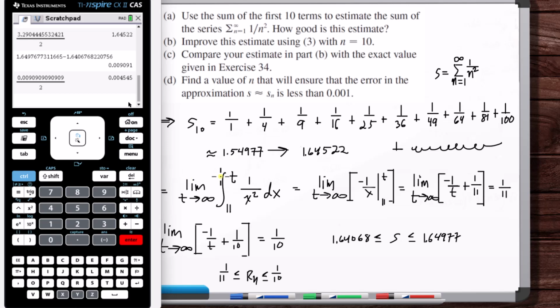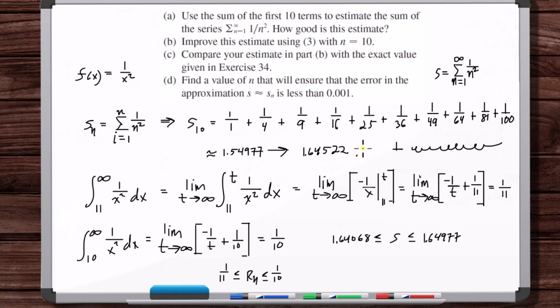And we can do the same thing. We can divide that by 1.54977, 0.3%. Right? And that's really powerful. Just with the S of 10 and the remainder estimate, we were able to get a value that's within 0.3%.